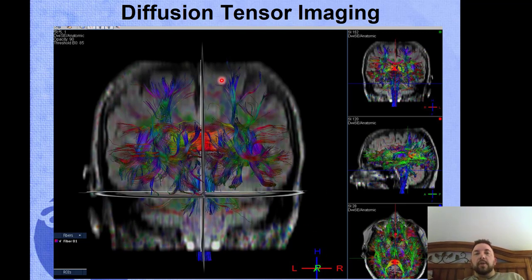So this blue indicates head to foot, the red indicates right to left, and the green indicates A to P. So that's all fine and dandy, but what does it really mean for you? You ever hear of tractography? Well, DTI, or tensor imaging, is looking at the fiber tracts.